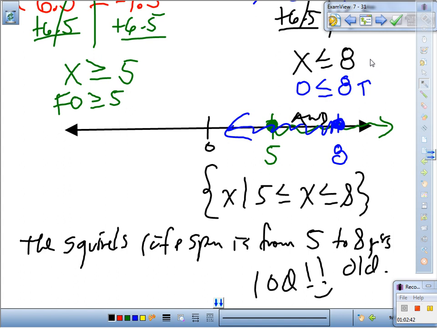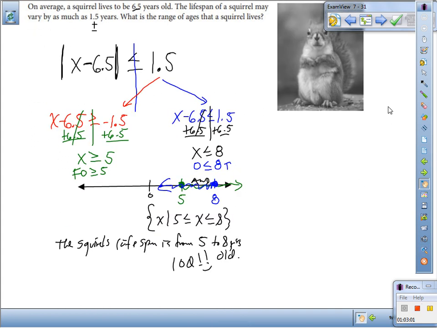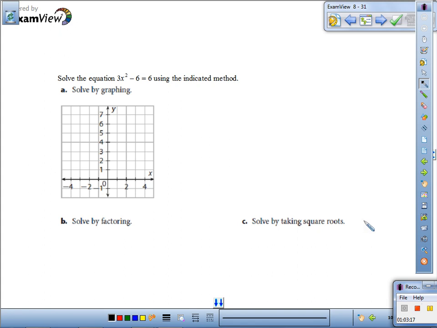All right, let's go to number 8. Let me zoom out so we can see the beautiful work. Look at that. Number 8, it says, solve the equation using the indicated method. Number 1, graphing. Number 2, factoring. And number 3, square roots. I'm going to start with the easiest one, which is probably square roots.